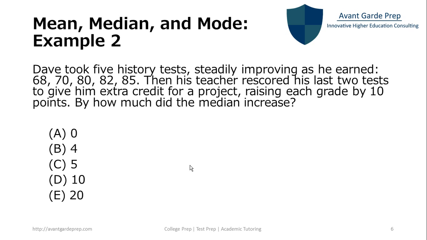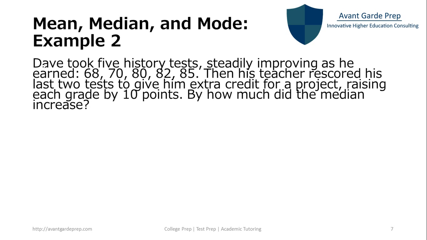This problem is looking for a change in the median value after some of Dave's test scores were adjusted. We first need to find the original median. So to do this, we arrange the test scores numerically and find that there are 5 test scores and the middle value is 80. So our original median value is 80. Given that the last 2 test scores increased by 10, we can now arrange the scores numerically with the new test scores. So we have 82 plus 10 because that's his 4th test score.